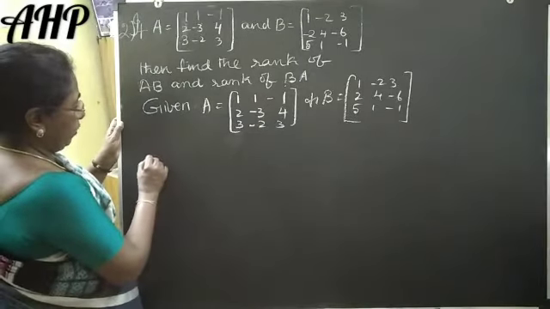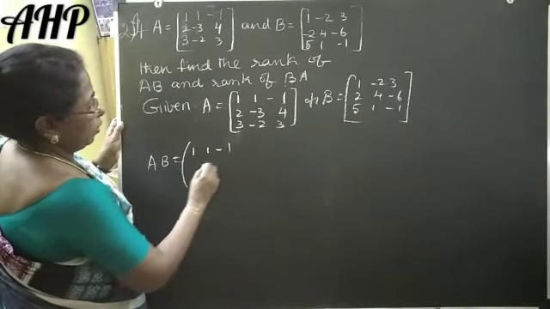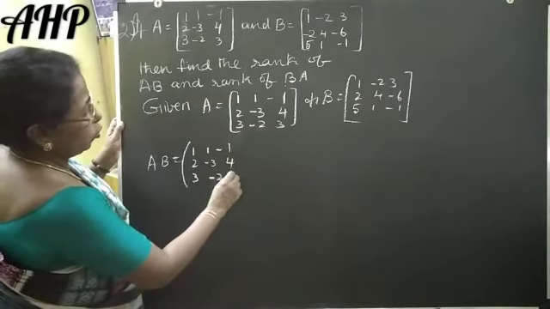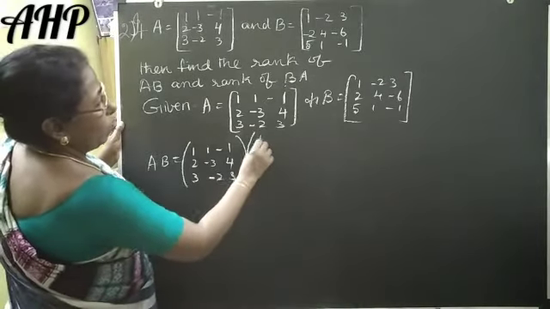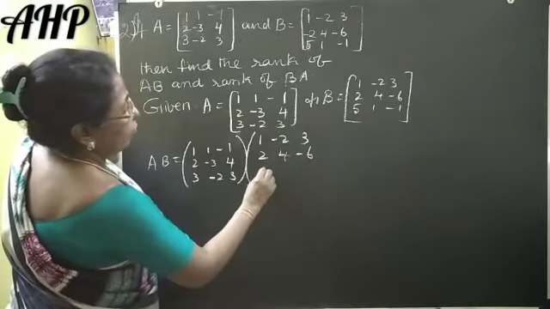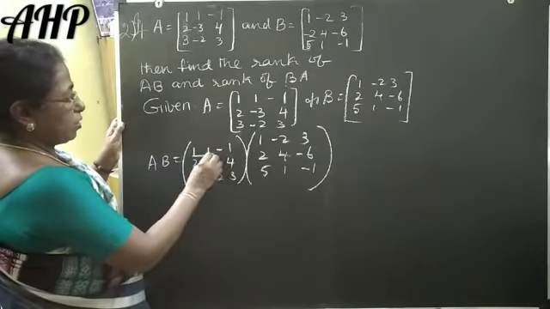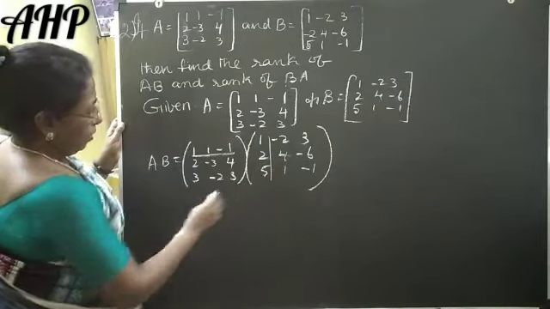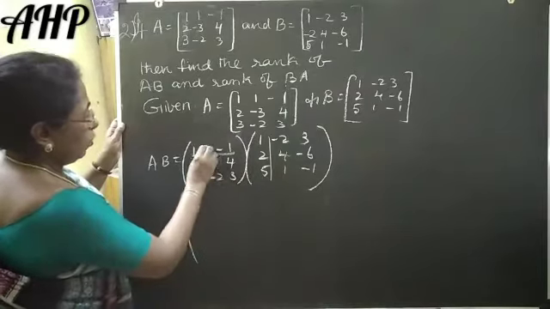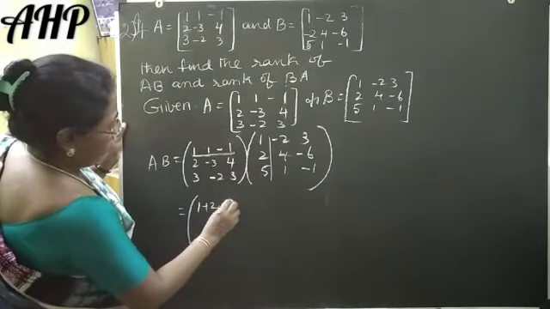So to find AB, the AB matrix is equal to 1, 1, minus 1, 2, minus 3, 4, 3, minus 2, 3 multiplied by 1, minus 2, 3, 2, 4, minus 6, 5, 1, minus 1. So we need to multiply this first row with this column. So this is equal to 1 into 1, 1. 1 into 2, 2. Minus 1 into 5, minus 5.